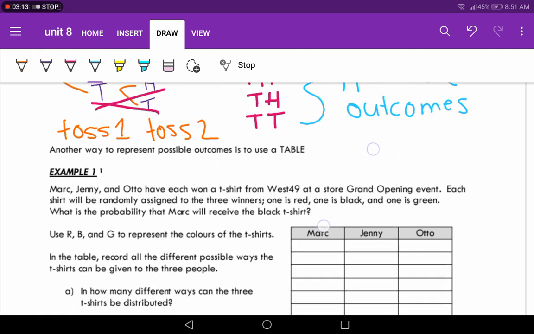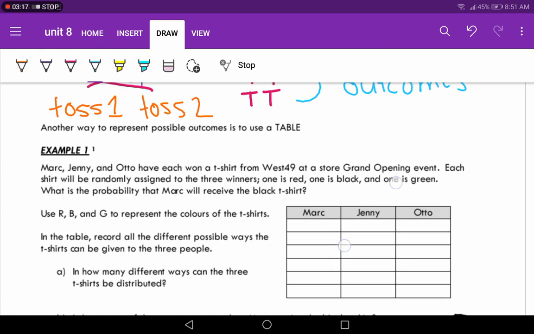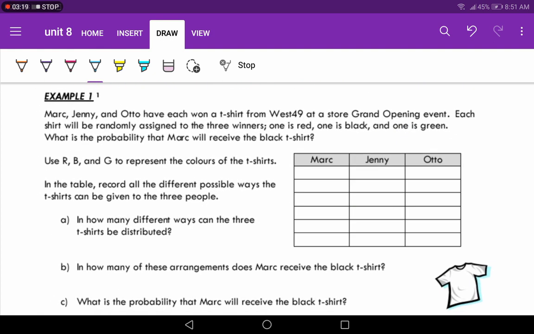Another way, but this is new, to represent possible outcomes is to use a table. So moving into an example here. Mark, Jenny, and Odo have each won a t-shirt from West 49 at a store grand opening event. Each shirt will be randomly assigned to the 3 winners. One is red, one is black, and one is green. What is the probability that Mark will receive the black shirt?